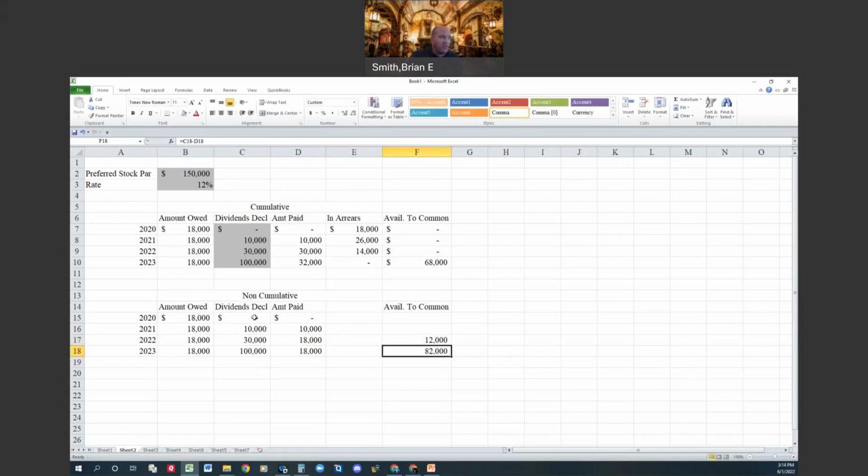It's just if dividends were declared, the amount paid would be to the preferred first. They were owed 18,000. Anything left would be available to the common. In year two, we did 10,000, so 8,000 didn't get paid out to the preferred, so we paid common none. But in year three with 30,000, the full amount went to the preferred. We had 12,000 left for the common, and then in year 2023, we had plenty to go to common.